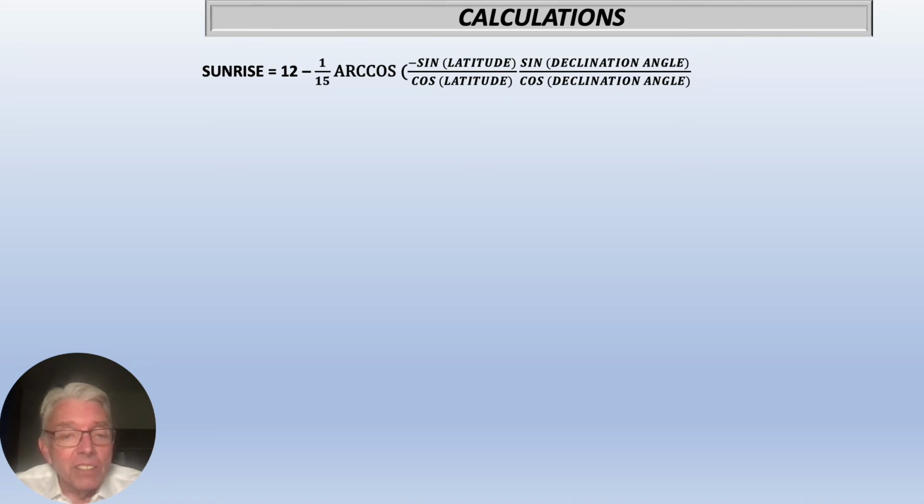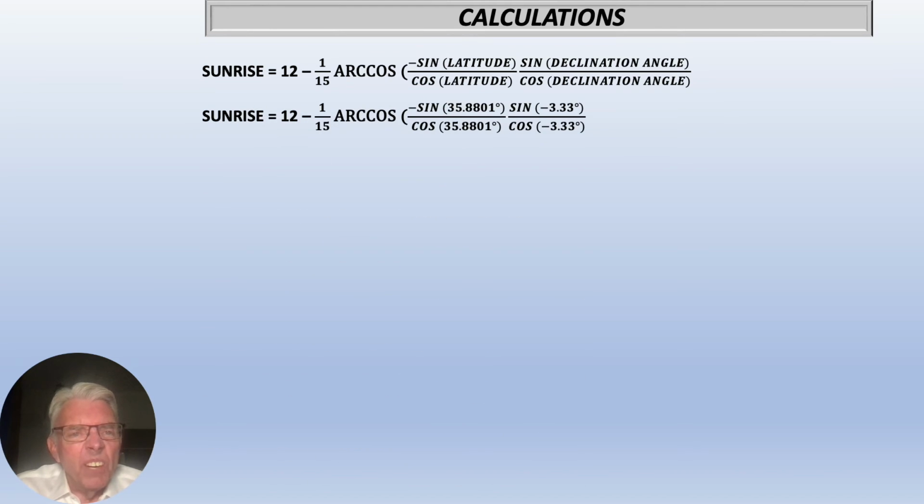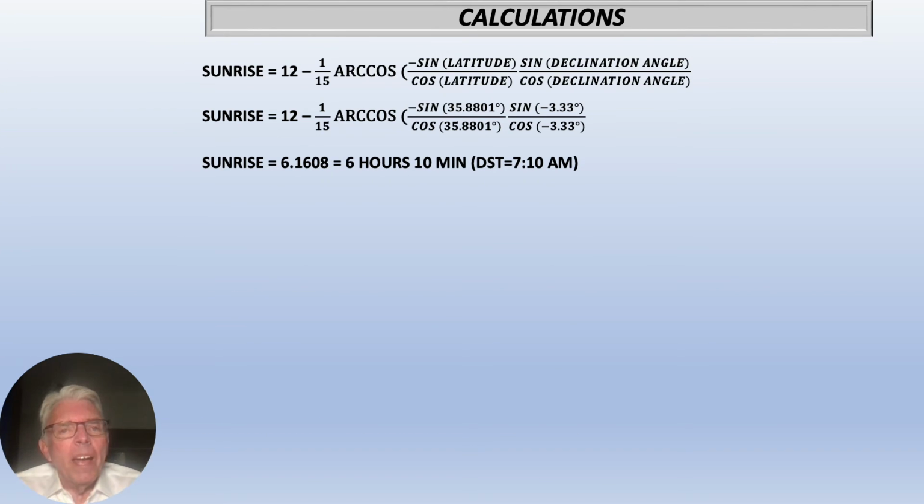Now, what the heck is an arc cosine, okay? Well, if you take the cosine of an angle, you get a number. If you want to work backwards from a number to get an angle, then you do the arc cosine, okay? So when you plug in all of those numbers, you put in our latitude and the declination angle of the sun, then you get 6.1608, which is 6 hours and 10 minutes. And for daylight saving time, that would turn out to be 7:10 a.m.